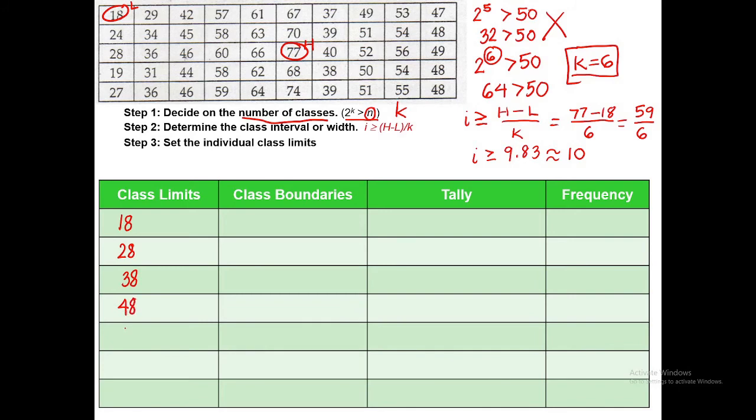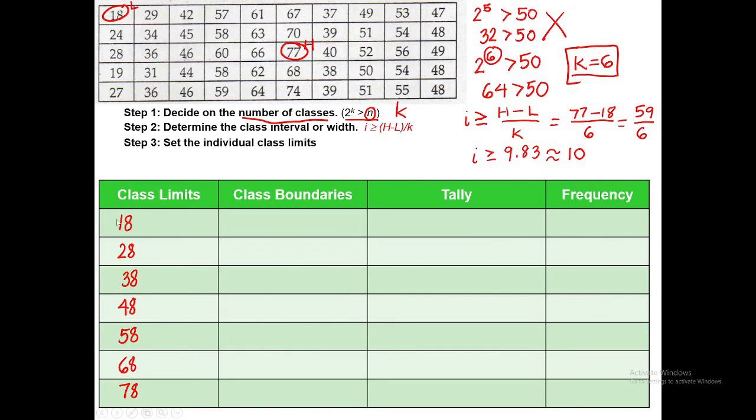Next will be 48, then 58. 58 plus 10, 68, then 78. Now, let's just write the number 78. But take note, what is the highest score there? 77. Now, is this 78 needed? No. We will not be needing 78 anymore, because the highest value is already 77. Do you get my point? Okay, let's continue.